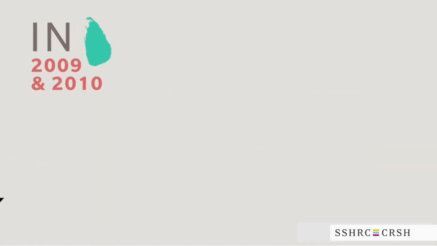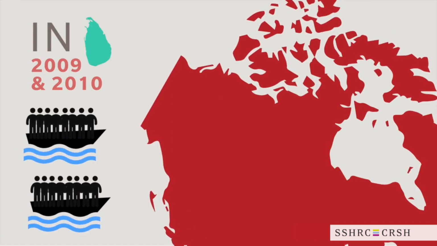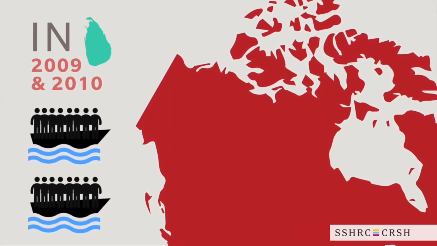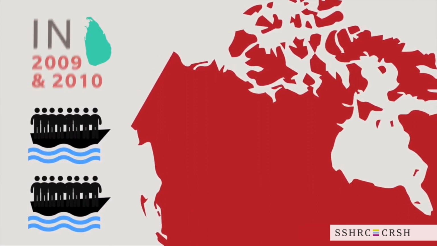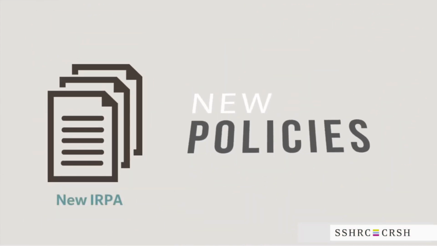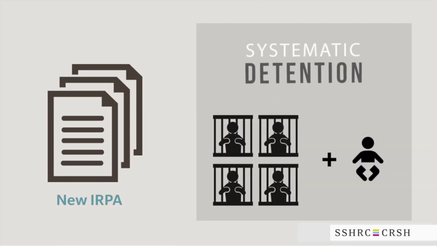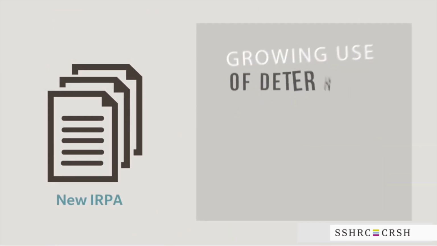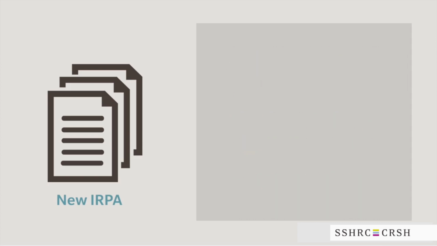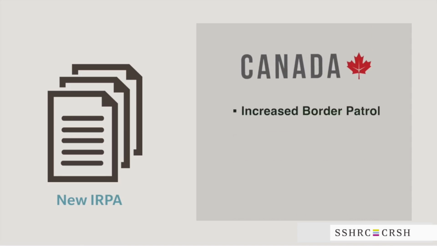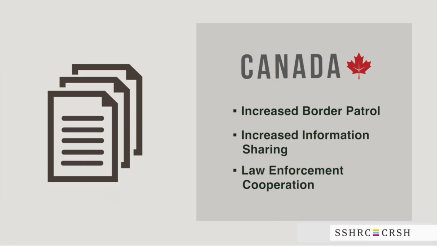Two boats of Sri Lankan irregular migrants arrived on the coast of British Columbia. These events triggered policy changes and led to the amendment of the Immigration and Refugee Protection Act of Canada. The new policies include systematic detention of migrants, including children, as well as the growing use of deterrents such as a safe country of origin criteria, expedited refugee claim hearings, and the lack of an appeal process, which expedites forced removal. Canada has also considerably strengthened its border control, increased information sharing, and law enforcement cooperation with other countries.